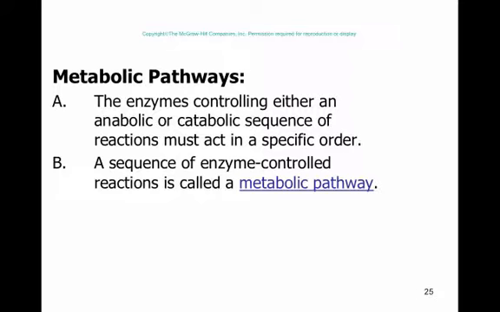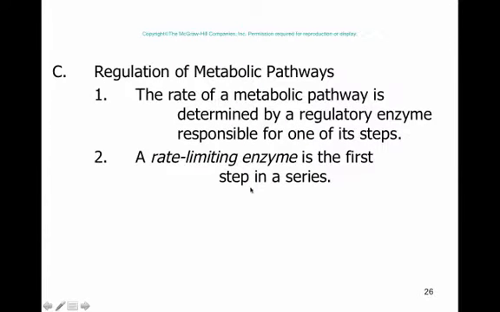So the enzymes controlling the anabolic or catabolic sequence of the reactions must be in a specific order, and that sequence is called the metabolic pathway. And a lot of times, those enzymes are in that order in the cell membrane or wherever they're located. And the rate of the metabolic pathway is determined by a regulatory enzyme responsible for one of its steps. And so it is called the rate-limiting enzyme because it determines the rate that the reaction can occur.